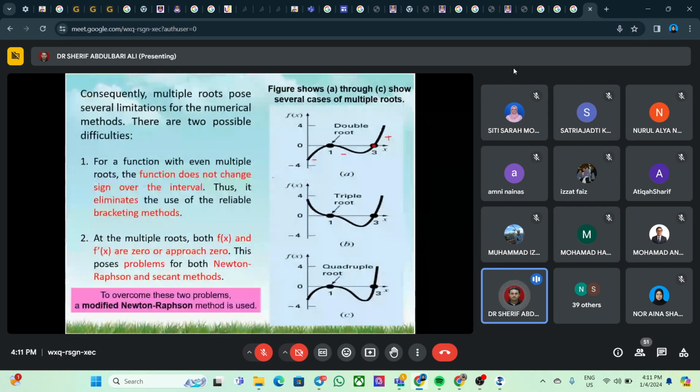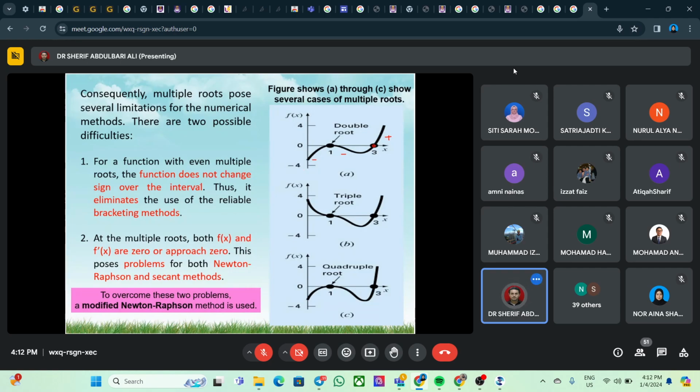Okay, it could also happen that you have a triple root or quadruple roots, so it depends. But now let's see what happens if you have a function with even multiple roots. The function doesn't change sign over the interval, so it is not reliable to use the bracketing methods. You cannot use the bracketing methods to find this answer here. You will only find the value of 3.